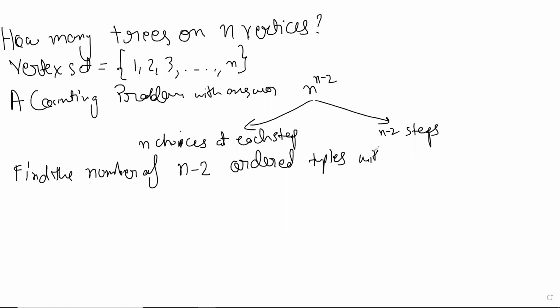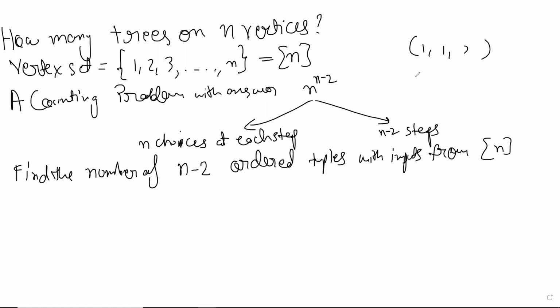With inputs from this set, 1 to n. This just means, I'm sure you guys know, that you could have something like 1 1 2, you could have n 1 n minus 1 and so on. So n minus 2, this is 3, but it's in where we will have n minus 2.